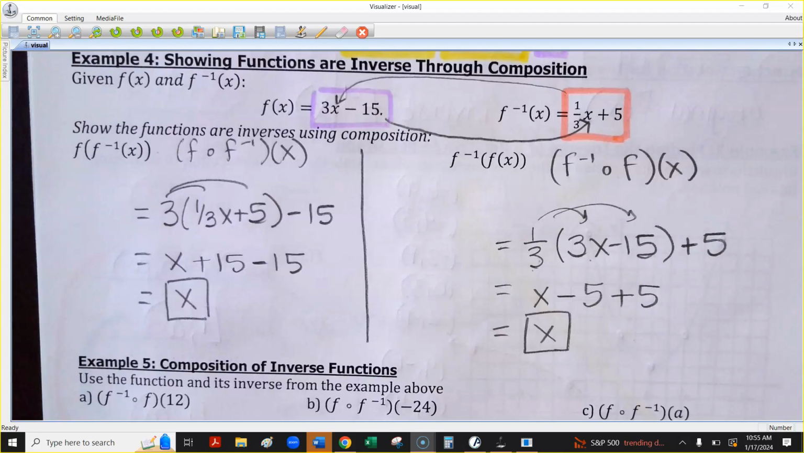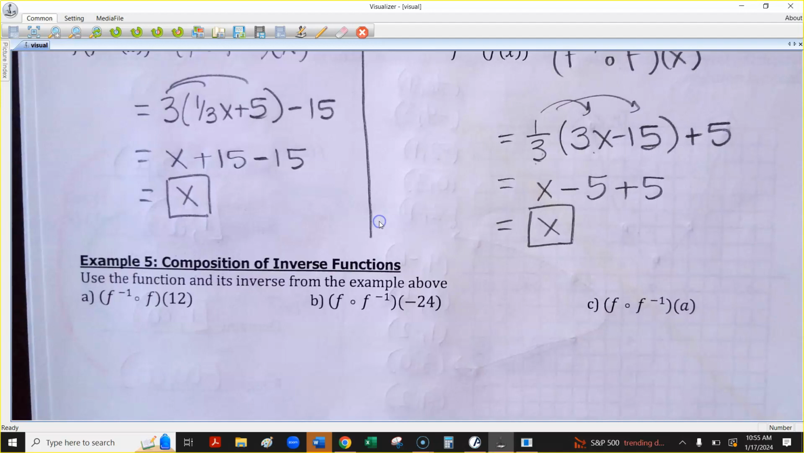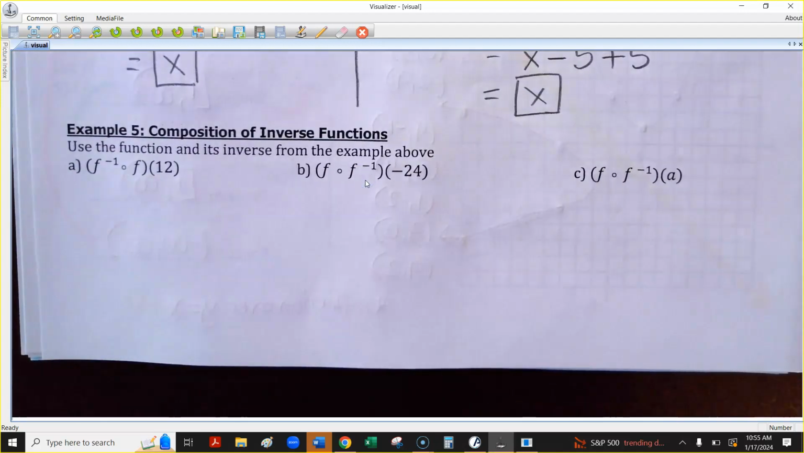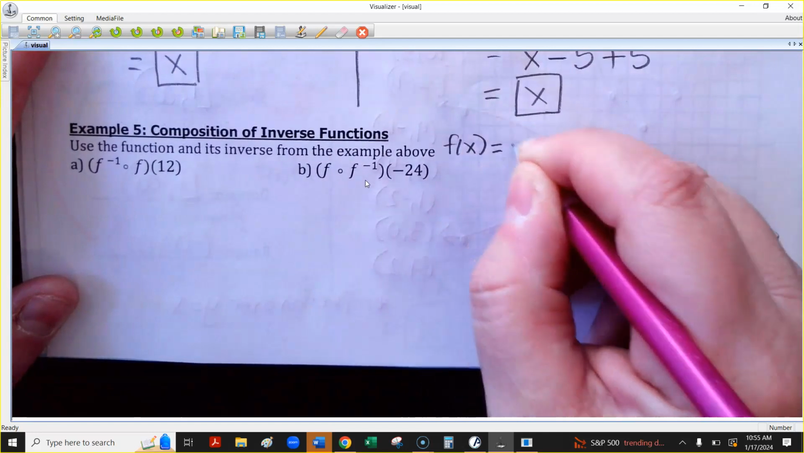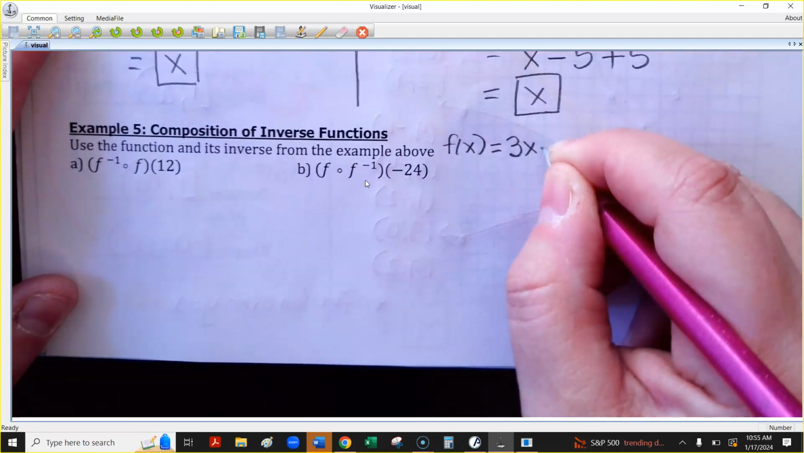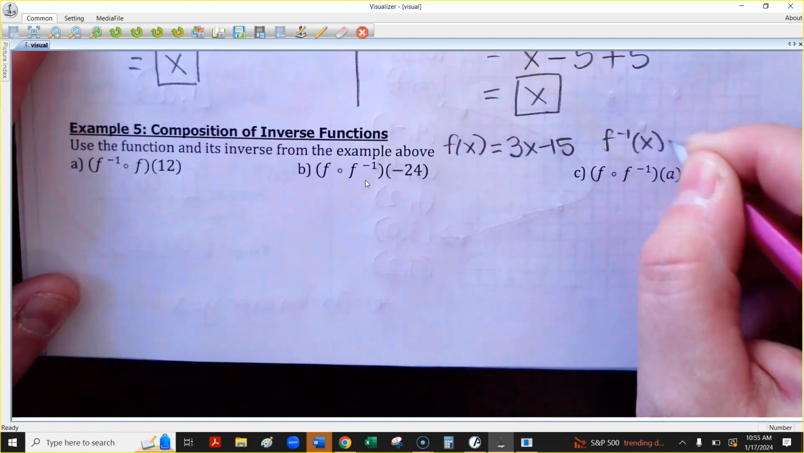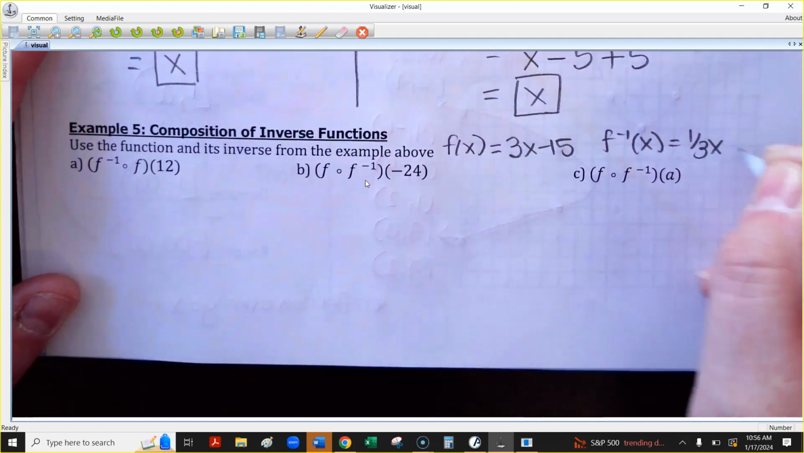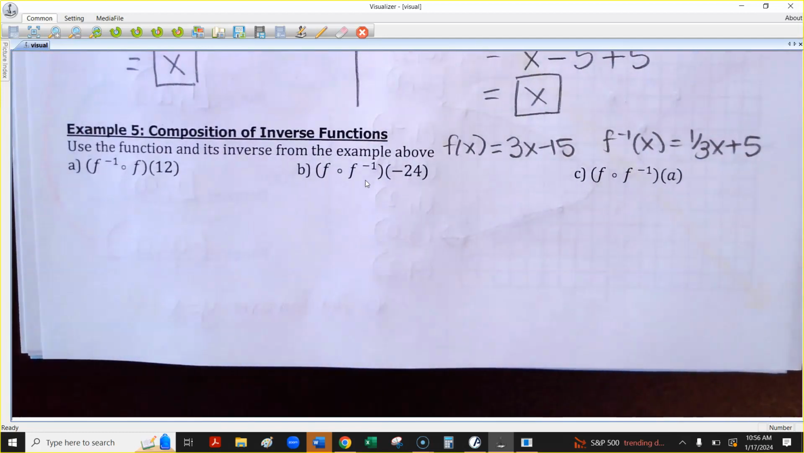Okay, now, these at the bottom, I'm going to use those same 2 functions, and you don't need to rewrite them. I'm just going to rewrite them so you can see them on the screen here real quick. So I have f of x was 3x minus 15, and the inverse was 1/3 x plus 5. So I'm just writing them so you can see them on the screen. We're going to do composition here with numbers.